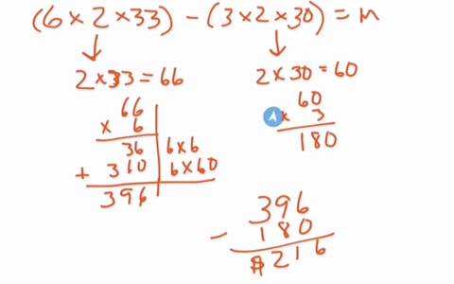Here we go. On the next one, I would do 2 times 30 is 60. That's 60 times this 3 gives me 180. 396 minus this 180 leaves me with $216 more. It would cost me $216 more. Okay? So hopefully that's what you got.